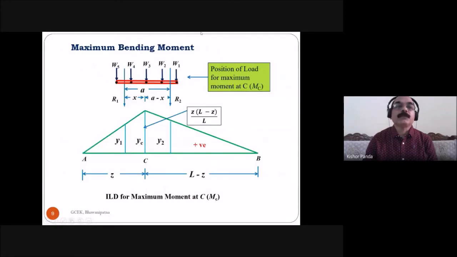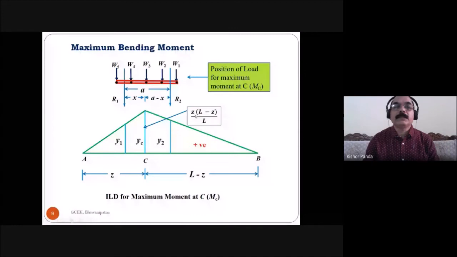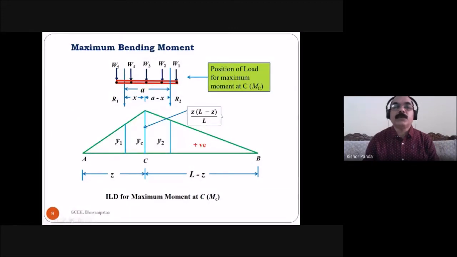Then coming to the maximum bending moment. Here W1, W2, W3, W4 are the loads, a train of concentrated loads moving across a beam. This is the influence line diagram for moment at C, and this is the position of load for the maximum moment at C. Here the ordinate is YC. The maximum moment at C is MC equal to Z into (L minus Z) by L.